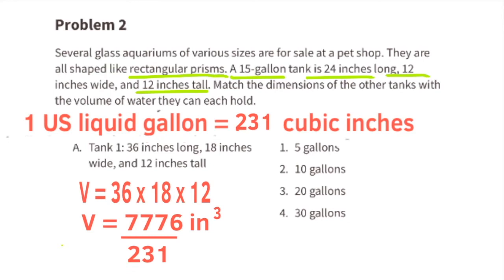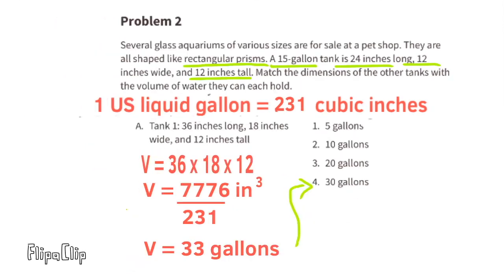7,776 divided by 231. That's about 33 gallons if it were filled to the very top. So I would select aquarium number 4, 30 gallons.